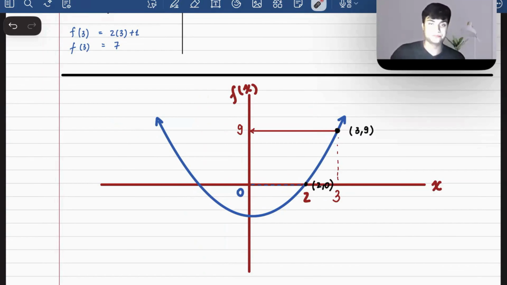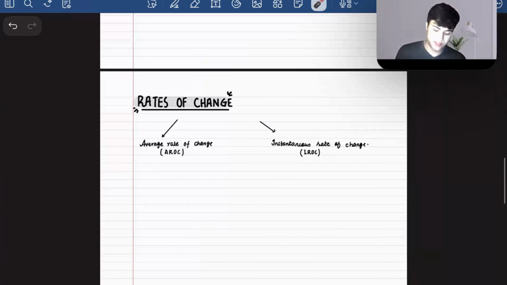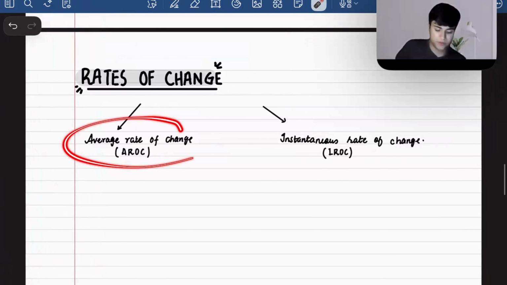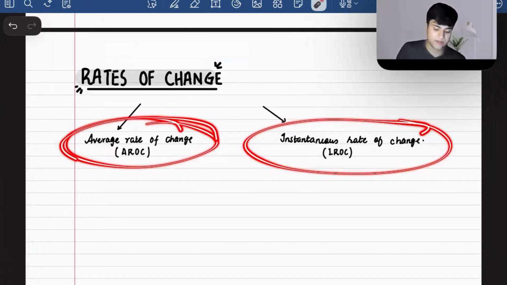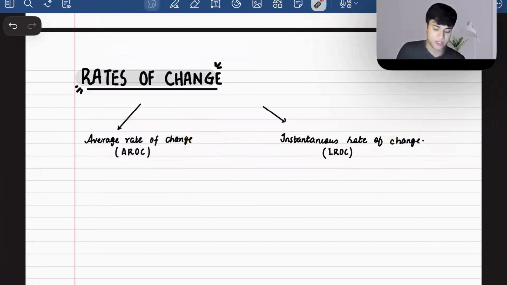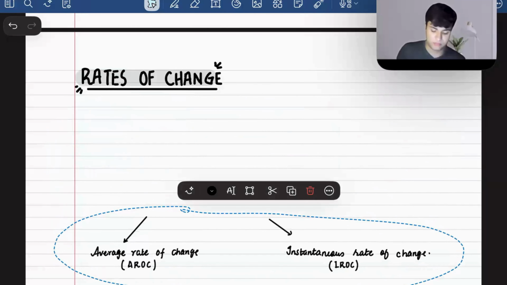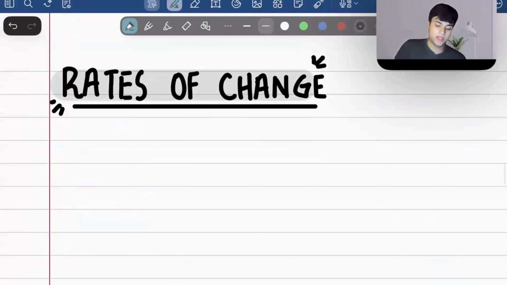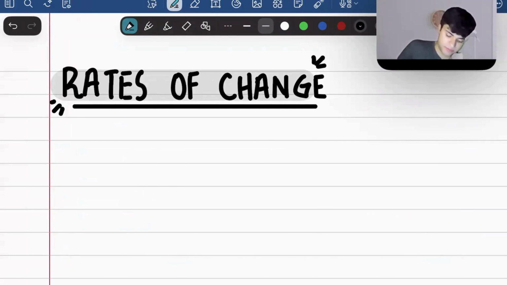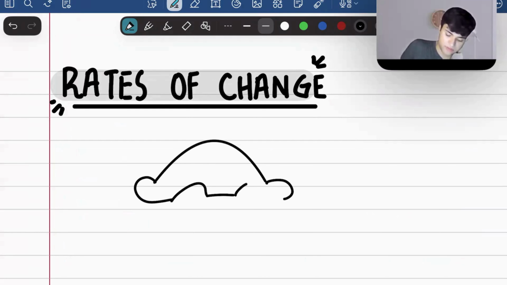Now let's introduce ourselves to rate of change. We have two different types of rates of change: average rate of change and instantaneous rate of change. But what is a rate of change? Let's say this is your car. You've been driving. I'm pretty sure you guys have started to get your driver's license.